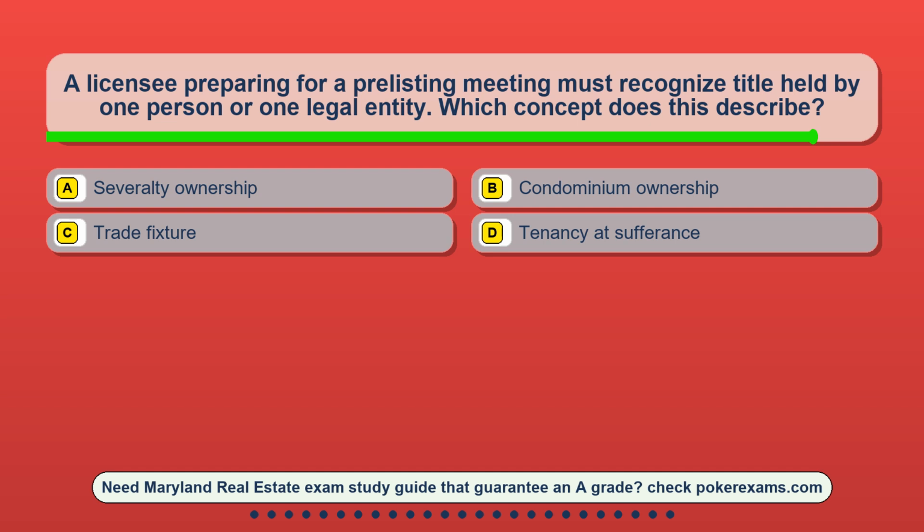Question 9. A licensee preparing for a pre-listing meeting must recognize title held by one person or one legal entity. Which concept does this describe? Option A, severalty ownership. Option B, condominium ownership. Option C, trade fixture. Option D, tenancy at sufferance.